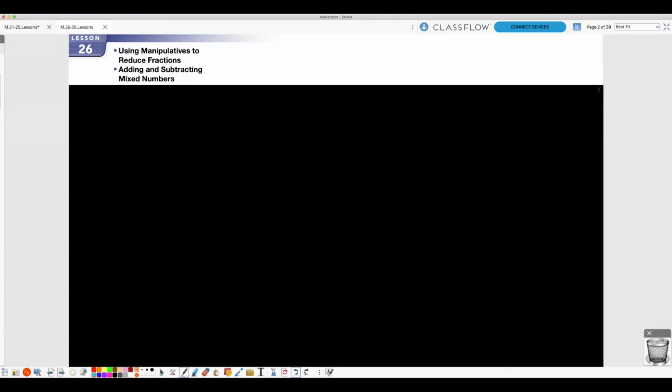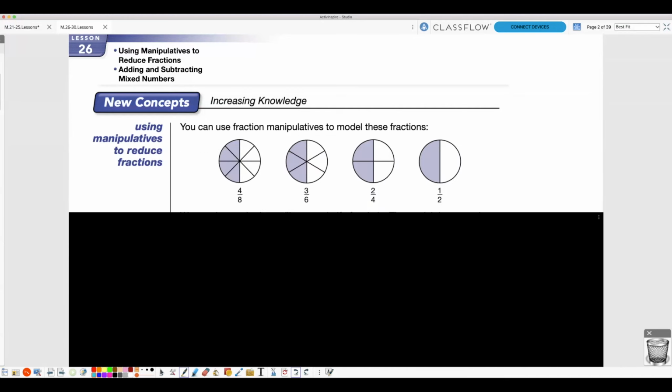This is Course 1, Lesson 26, using manipulatives to reduce fractions, adding and subtracting mixed numbers. It's a new concept. You can use fraction manipulatives to model these fractions: 4/8, 3/6, 2/4, 1/2. You see that it has eight slices out of the entire 100% of the circle. This circle, its equal size, has 6 equal sized slices. This circle has 4 equal sized slices, and this has 2 equal sized slices.